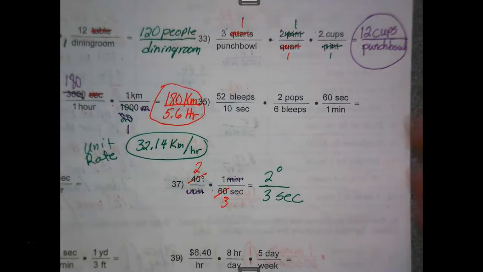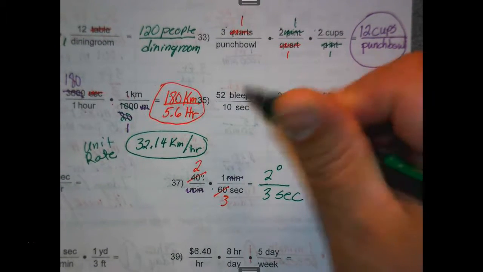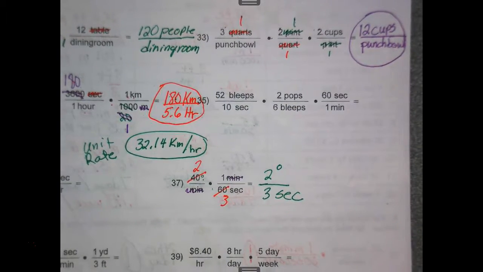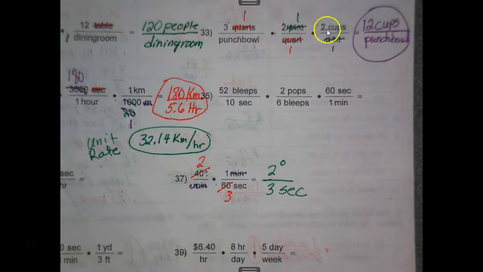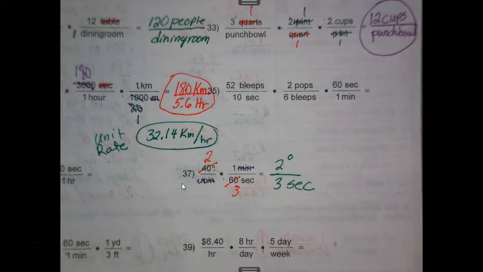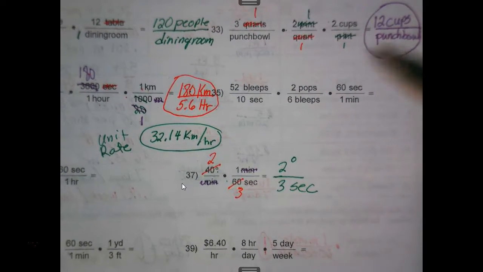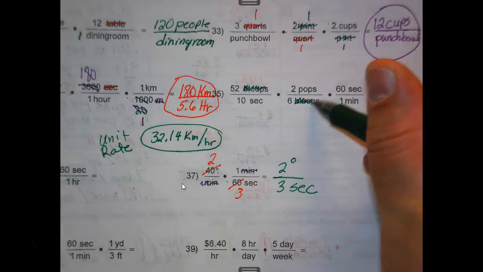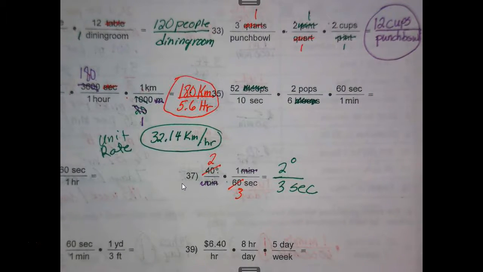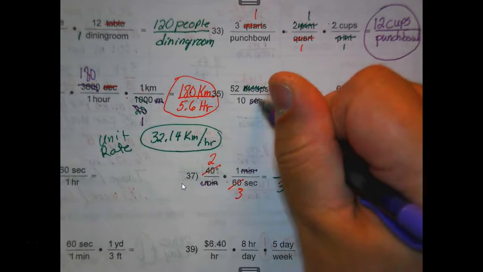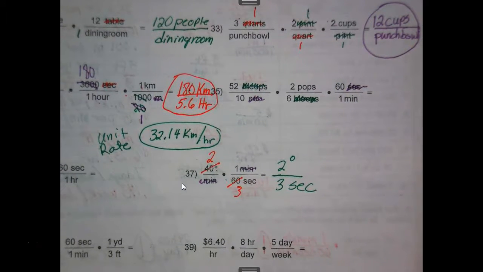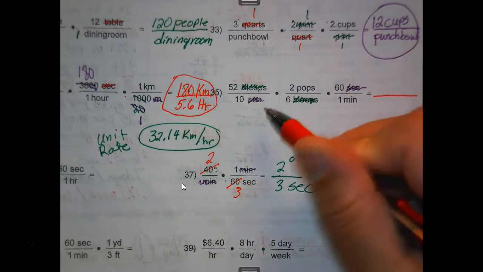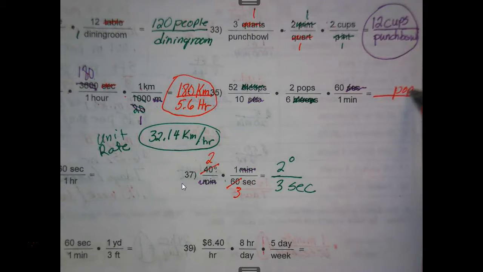Okay, 35. Are you good with this? Number 35. Let's cancel some labels. Bleeps to bleeps. Seconds to seconds. And that looks like all the labels. So we're going to have pops on top and minutes on the bottom.